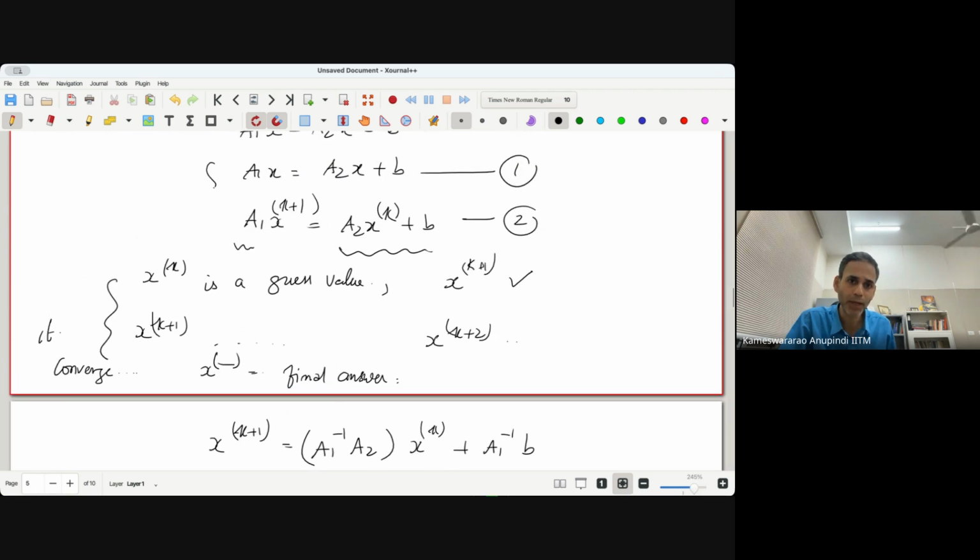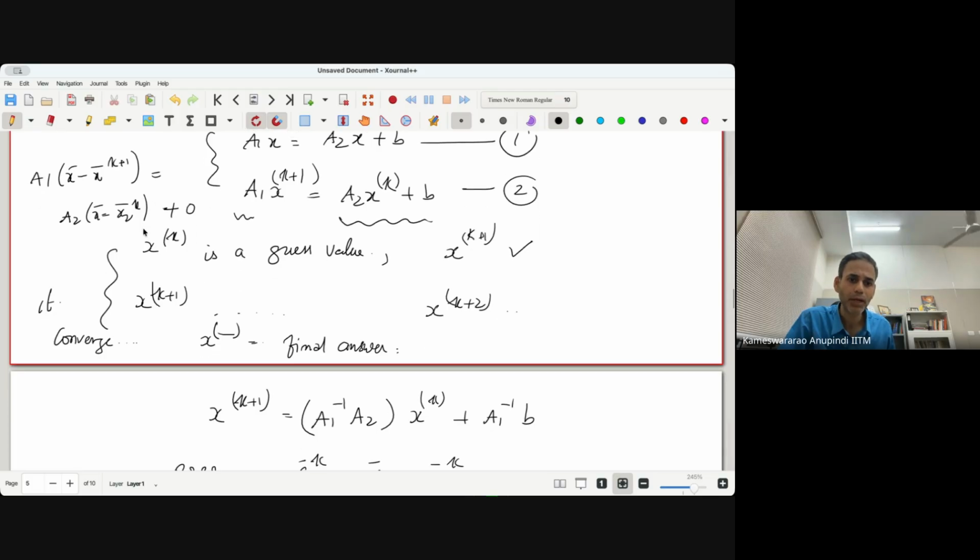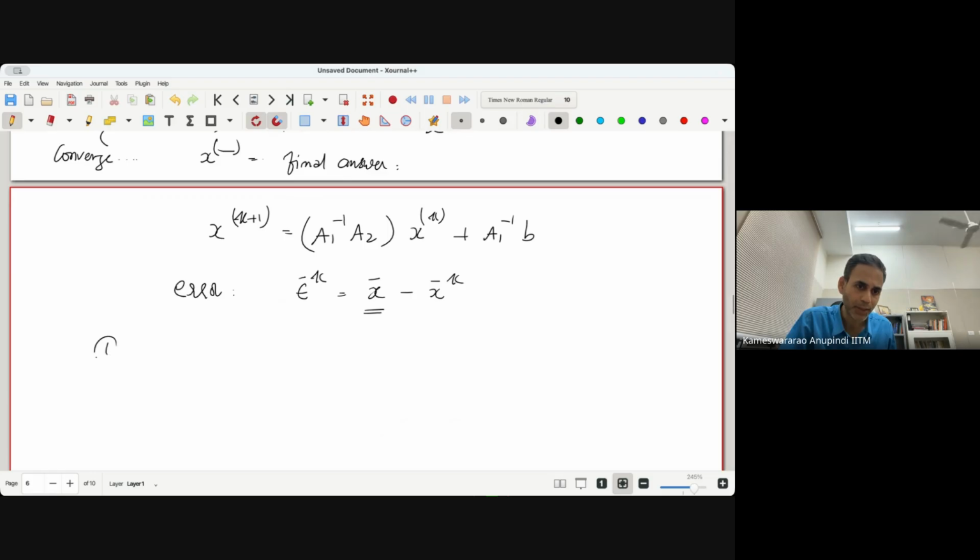Then if I write 1 minus 2, what am I going to get? Essentially, I get A1 times x bar minus x bar (k+1) equals A2 times x bar minus x bar k plus b minus b, which is 0. So what I obtained by subtracting 1 minus 2 is A1 times x bar minus x bar (k+1) equals A2 times x bar minus x bar k.